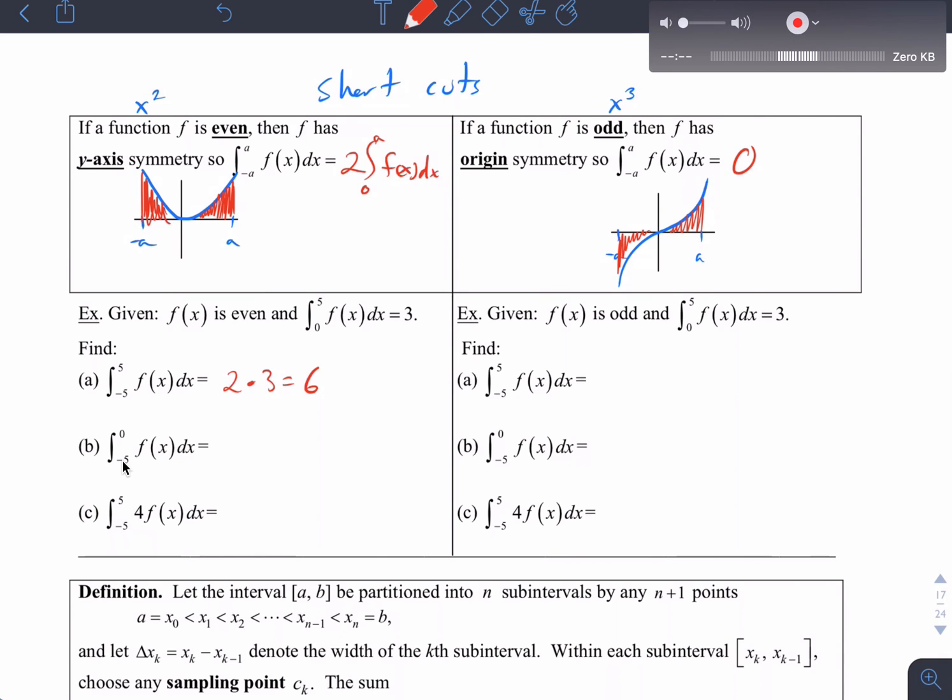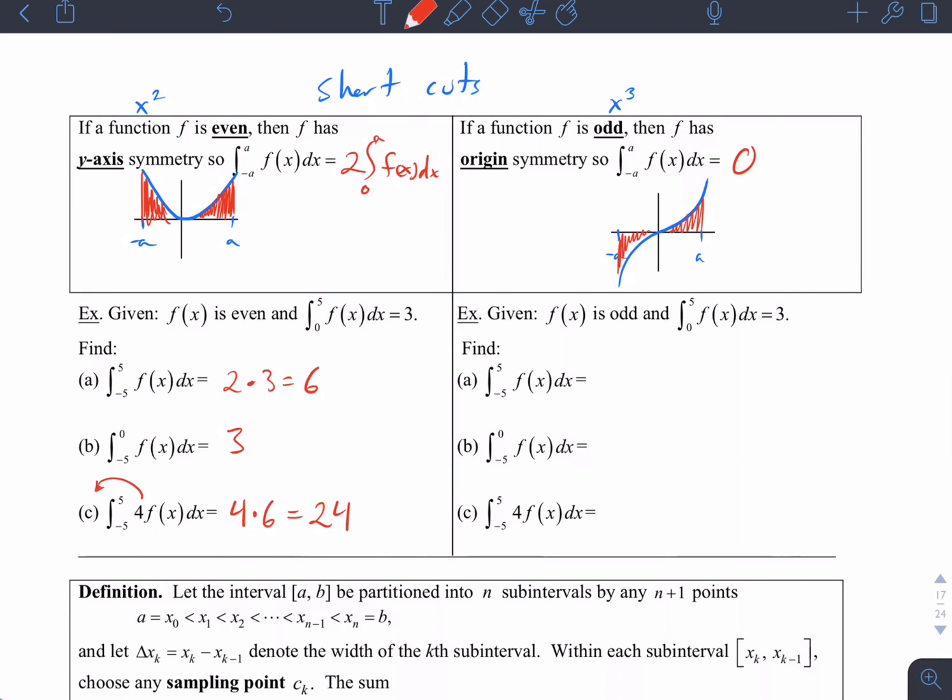Now we know that the area from -5 to 0 will match from 0 to 5 because it's even. There's symmetry. They're the same. So this will also just be 3. And then from here, they have this 4 out here, we can take it out. So it's 4 times what we already know this whole thing to be. Oh, wait a minute, not times 3. This is where I made a common mistake by not paying attention. The answer from -5 to 5 is not 3. It's 6. We figured that out earlier. My bad. So it's 6, making this 24.